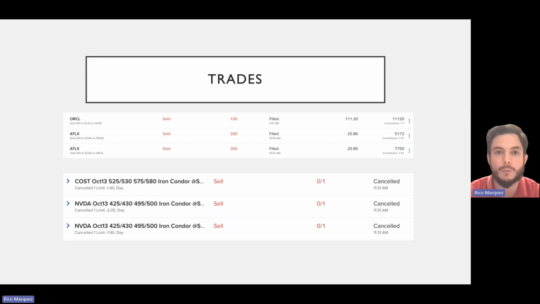You might have to execute more at a market price, but I think there's still potential for these iron condors to pan out. So I tried to release that position for the better part of an hour, lowering the price, and that's when I learned about the liquidity issue. And here we just see Costco and NVIDIA, but I also tried the Netflix one.